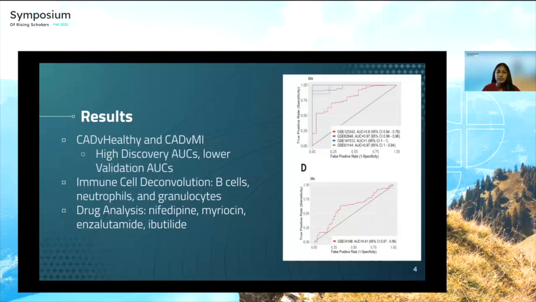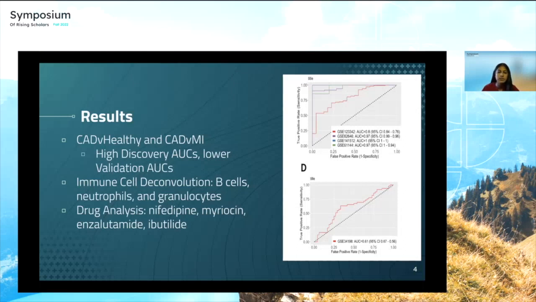For our results, we divided our results into CAD versus healthy patient datasets and CAD versus MI patient datasets, and used forward search algorithms to identify significant genes. The CAD versus MI gene signature was highly predictive on our discovery datasets, as you can see in the plots on the right, with the areas under the curve, or AUCs, being greater than 0.8. The CAD versus healthy gene signature was less predictive and had lower AUCs.